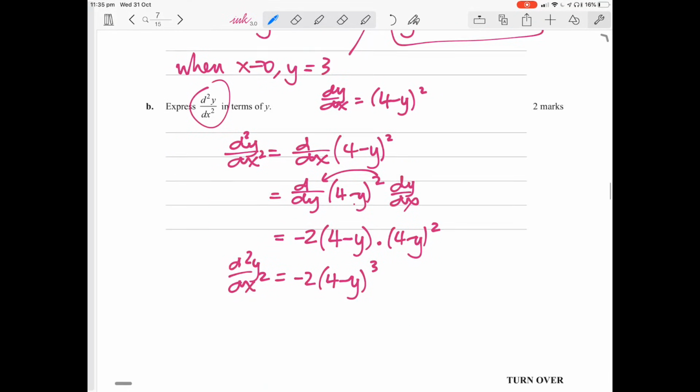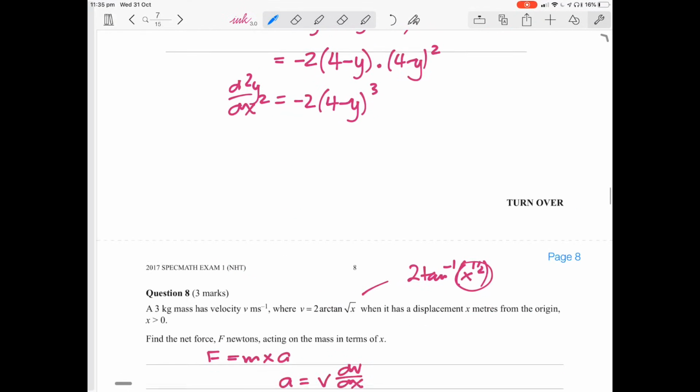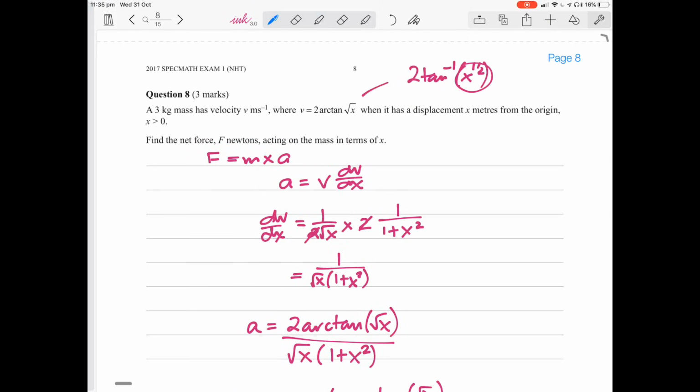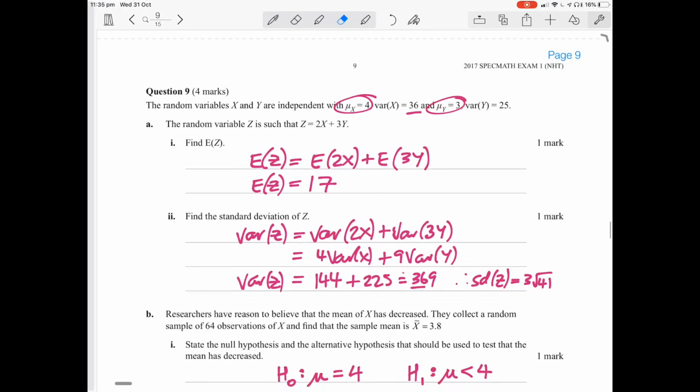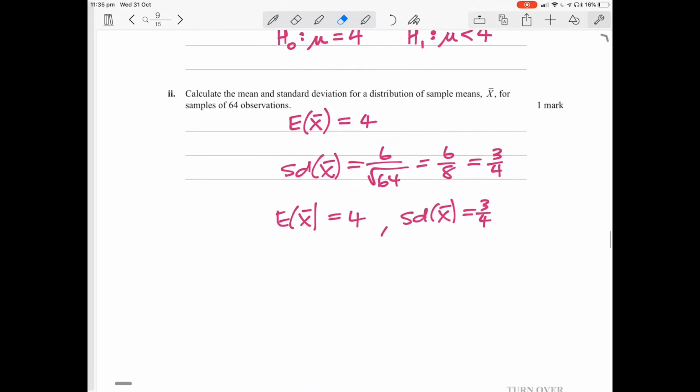d squared y dx squared, so you've got to derive it again with respect to x and use the implicit differentiation. Here, you've got to remember dv dx is not your acceleration. dv dt is acceleration. v dv dx is acceleration. So you've got to remember that when you're using your acceleration laws. They're all done correctly, I think.